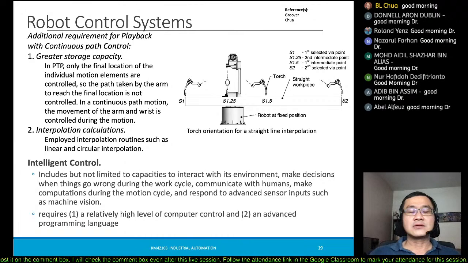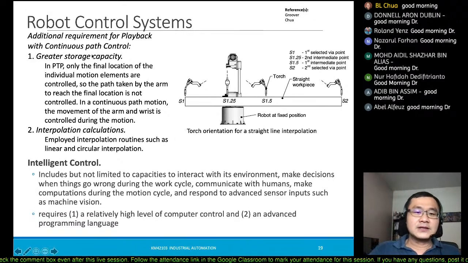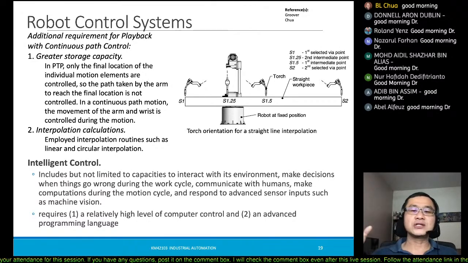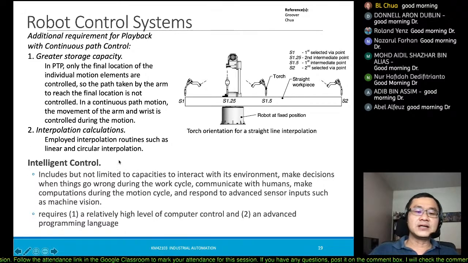Yeah, so we are still at the robot control system, sorry. The difference between the continuous path and the point to point control systems, as I've mentioned, is that they need greater storage capacity. In between them, the continuous path control may need the interpolation calculation. So internally, they have so-called stored mathematical functions to tell point A to point B using straight line functions. So they will run interpolation routines or programs to do the calculations and perform that particular task.